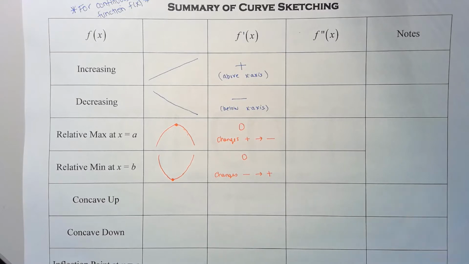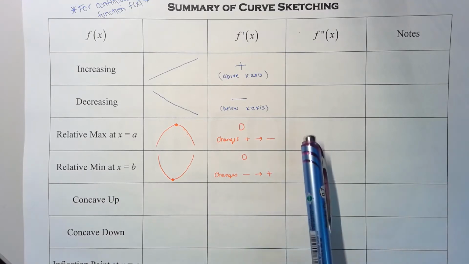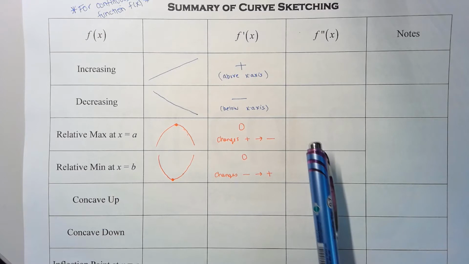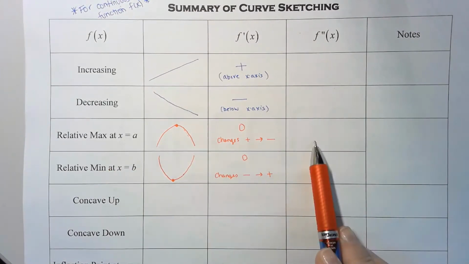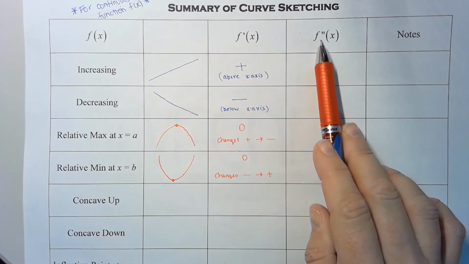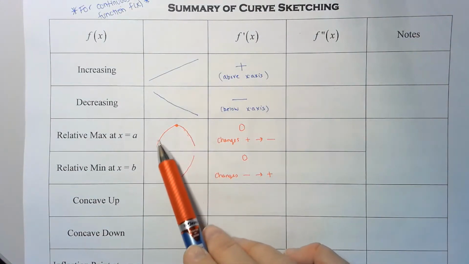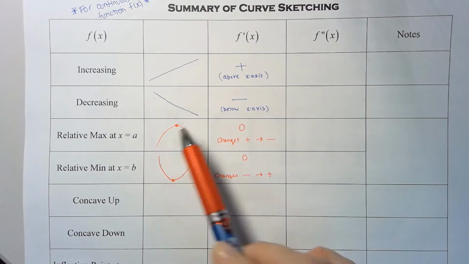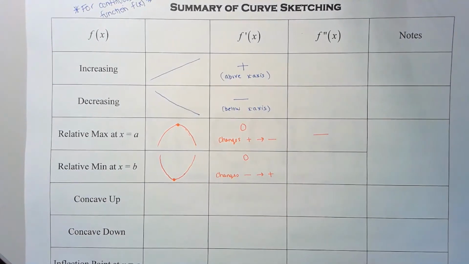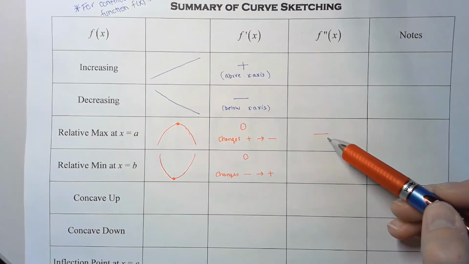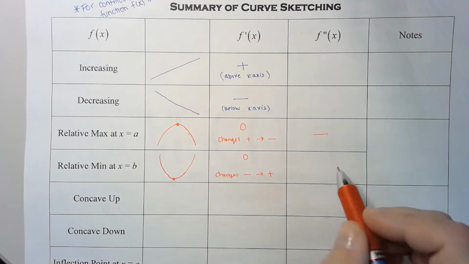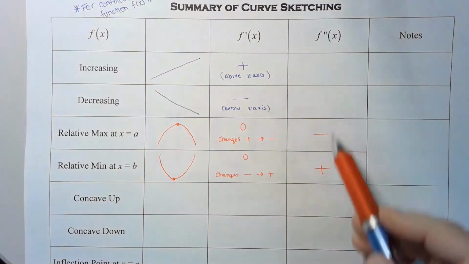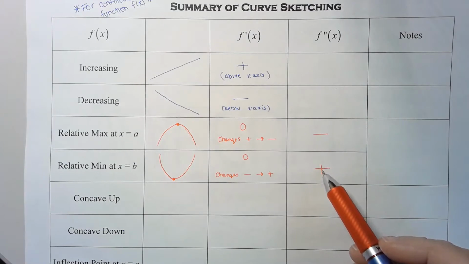If our graph has a relative max, I'm going to keep going in my chart here. My second derivative, this was that alternate form of the second derivative test. My graph is concave down, so my second derivative is negative. If it's a minimum at b, my graph is smiling or concave up, so my second derivative would be positive.